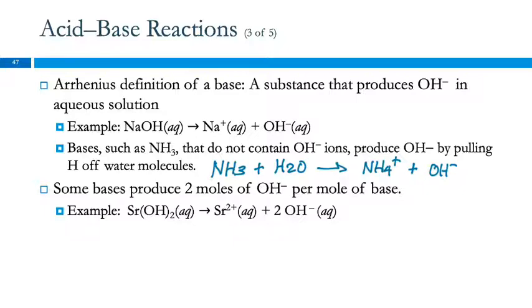Some bases can produce more than 1 mole of hydroxide ions per mole of base. An example is strontium hydroxide. So when the metal ion has a charge that's larger than +1, when this dissolves, we get strontium ions and 2 hydroxide ions. Okay? And these happen all at the same time. It's not release one and then release the other. They just release them all at the same time. And we have no special name for those sorts of bases. It's not a dihydroxy base or anything like that.